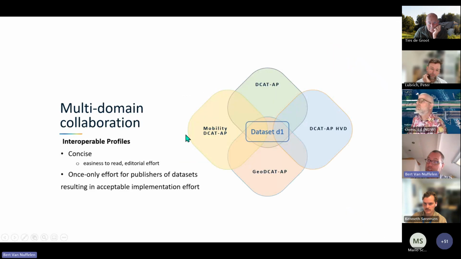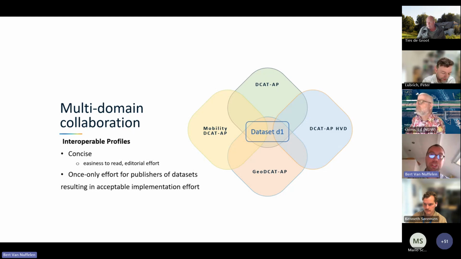And this is the picture I already saw earlier on, and this is important to know, because if you look from your own domain, you can say, okay, this is a data set and I have these rules and so on. But often your data set is not only viewed from one perspective of mobility DCAT-AP, but it is as well open data, originally DCAT-AP, but maybe as well high value data sets falling under that regulation, or it is geospatial data.